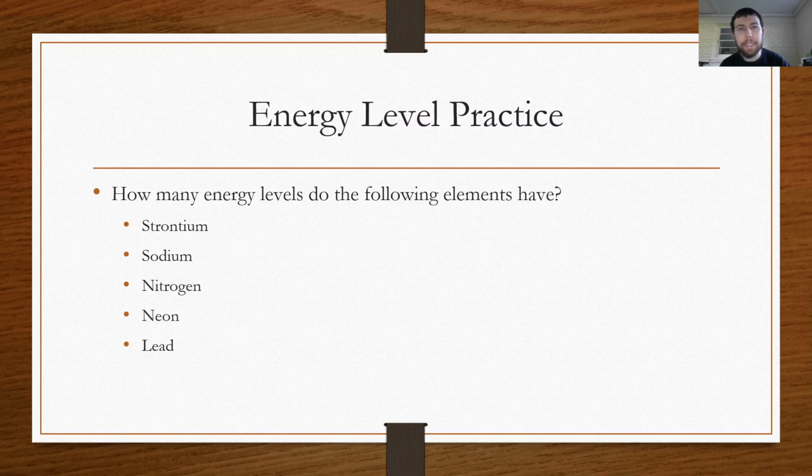And so the last thing that I want you guys to be able to do, to practice what you heard as you've been taking notes here, is this. I've given you the same list of elements, and because you should have already found these elements, I want you to identify how many energy levels strontium, sodium, nitrogen, neon, and lead contain within their particular atom. Remember, you can use the row number to help you figure that out.